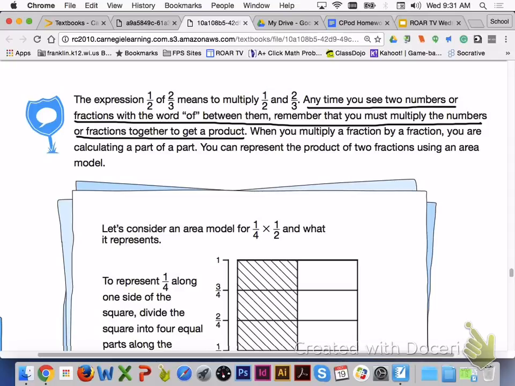Turn to the top of page 190. The expression 1/2 of 2/3 means to multiply 1/2 and 2/3. Anytime you see two numbers or fractions with the word of between them, remember that you must multiply the numbers or fractions together to get the product. When you multiply a fraction by a fraction, you are calculating a part of a part. You can represent the product of two fractions using an area model.